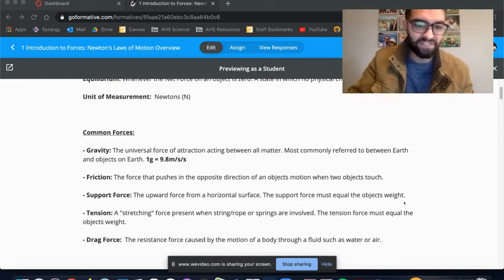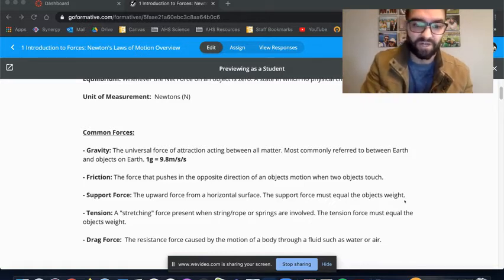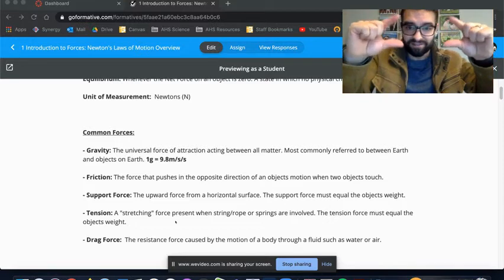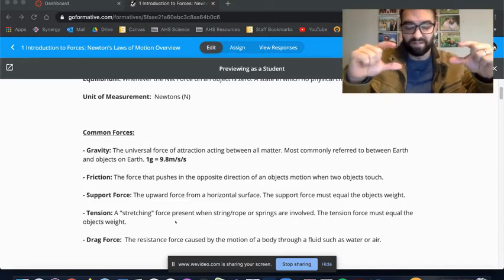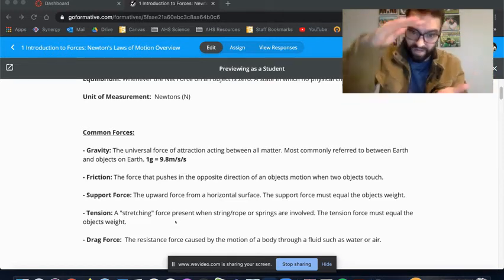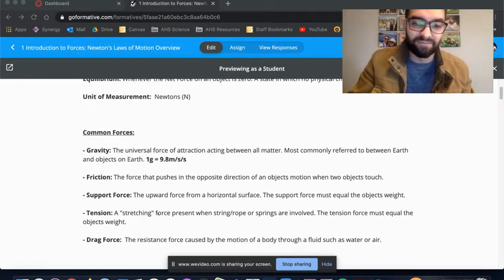A tension force. This has to do with string or a spring. So we call this a stretching force present when string, rope, or springs are involved. So the tension force must be equal also to the object's weight. Very similar. When you think about maybe the springs in your suspension on your car, okay, there's springs on every tire or wheel, and that tension is equal to the weight of the vehicle being pushed down on it. So that is an example.